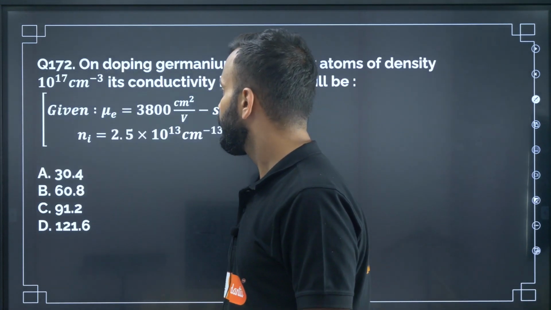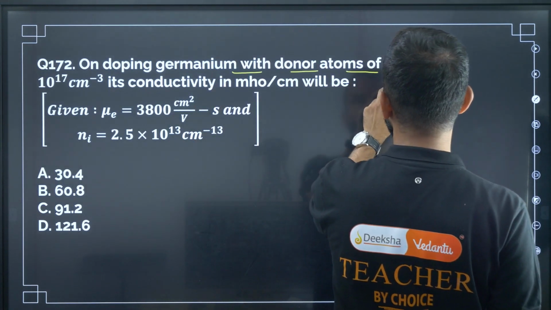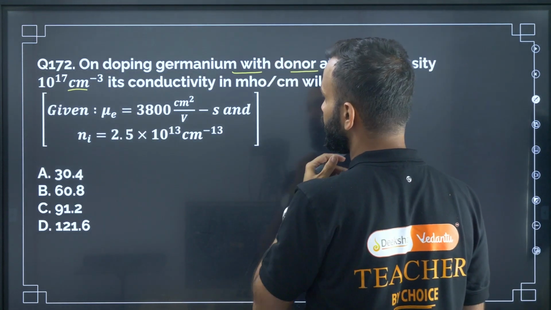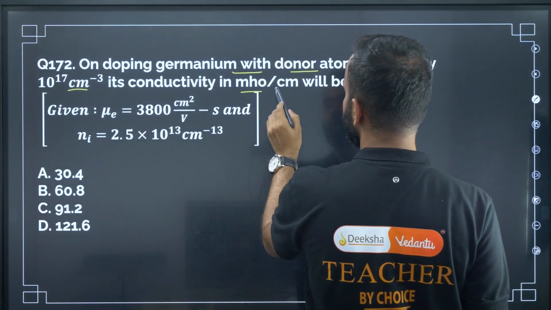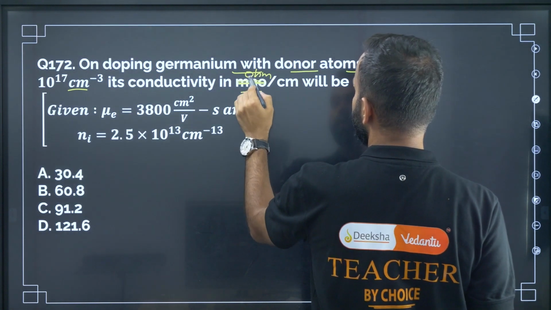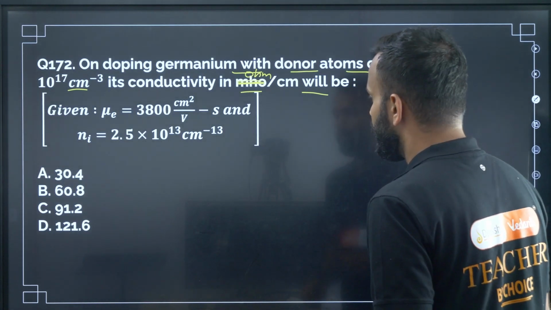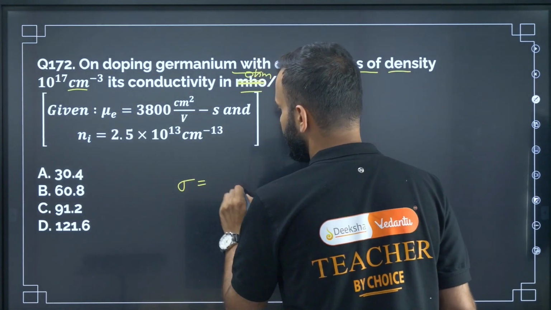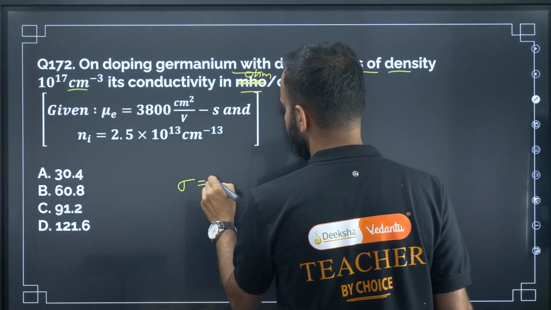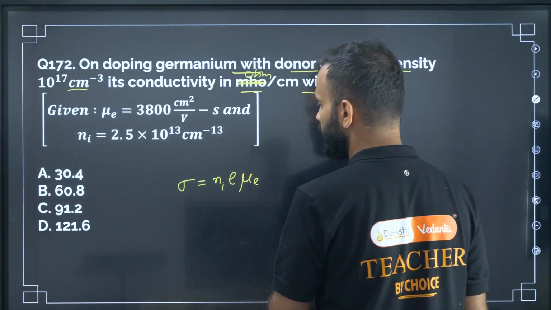Question number 172. On doping germanium with donor atoms of density 10 to the power 17 per centimeter cube, its conductivity in ohm per centimeter will be, okay. So the conductivity sigma is equal to the density of the donor atoms, that is Ni, into E into the mobility of the electron, mu E.